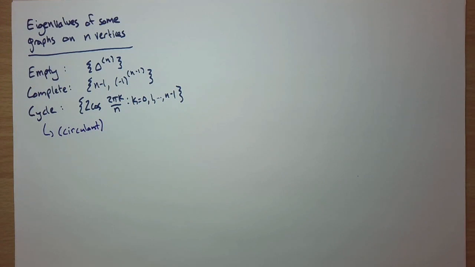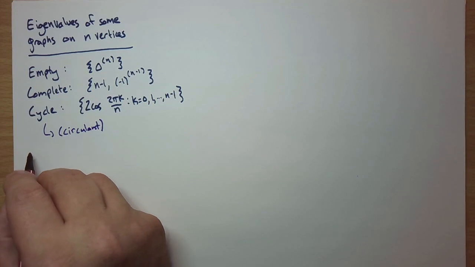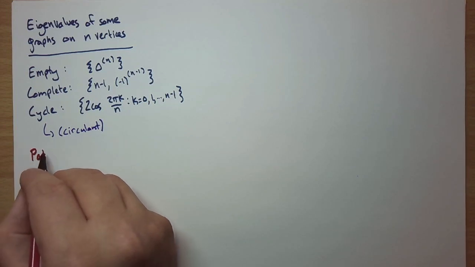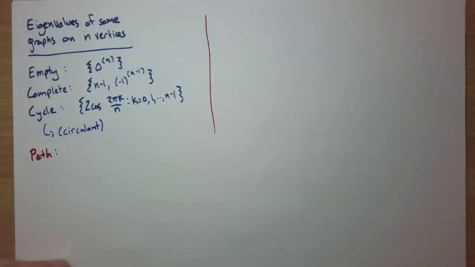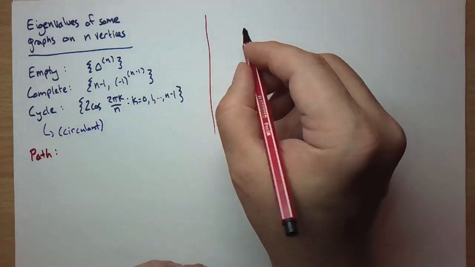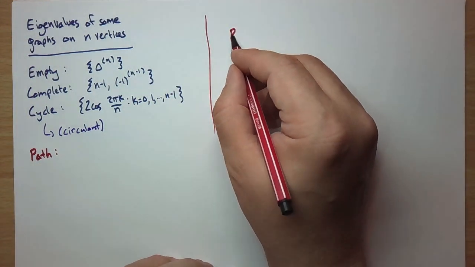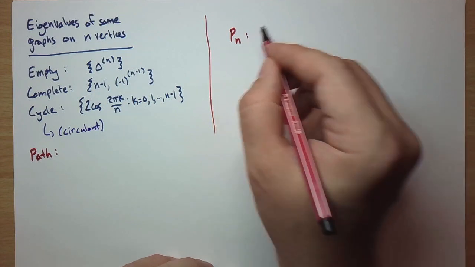Didn't we talk about paths right at the end of class? Well, we didn't solve paths, but we can do paths. So, okay, we can talk about paths. Now, first off, we should all understand what the path looks like. And so I'm going to say P sub n is the following graph.